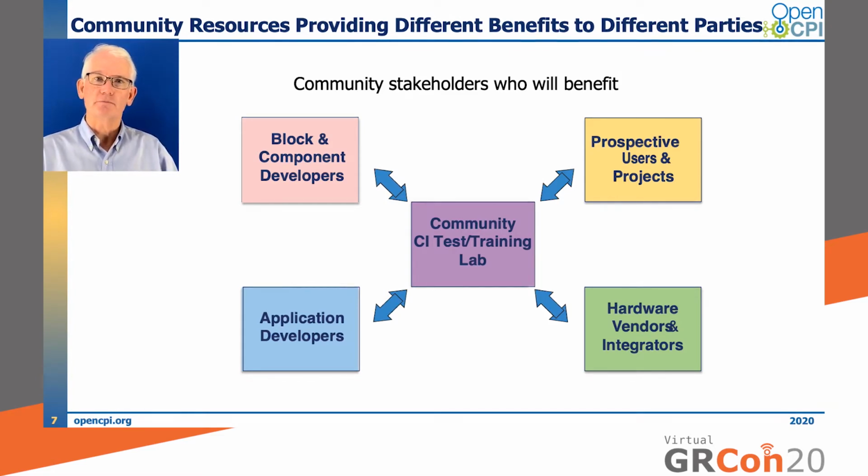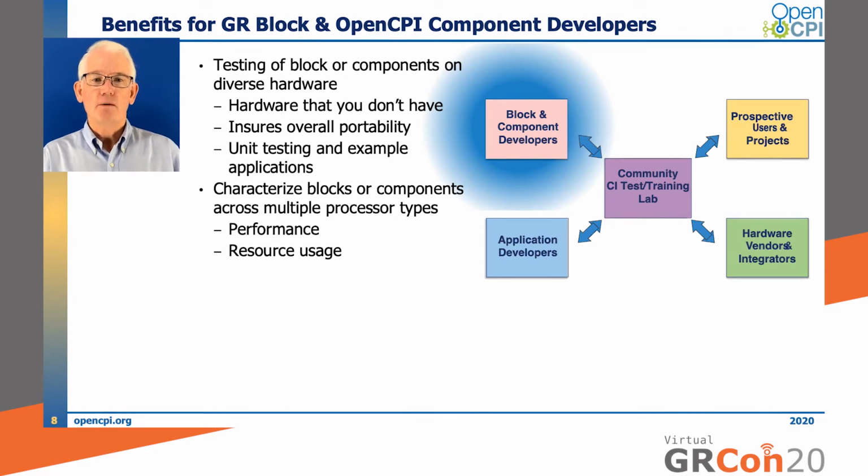The benefit for GR block and OpenCPI component developers of access to a community CI test training lab is that it allows the testing of blocks and components on a diverse set of hardware that they may not otherwise have access to. This helps ensure overall portability, and developers can perform both unit testing and development and testing of example applications. It also allows testing across multiple processor architectures and configurations to characterize both performance and resource usage.